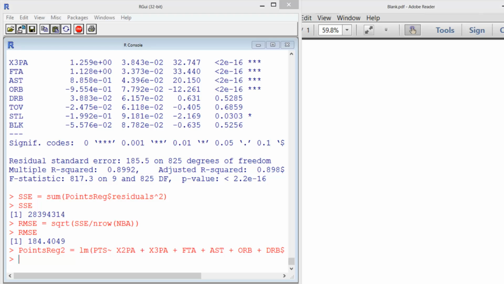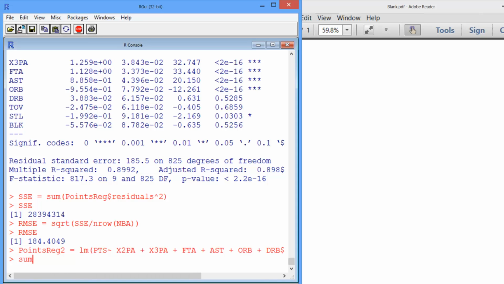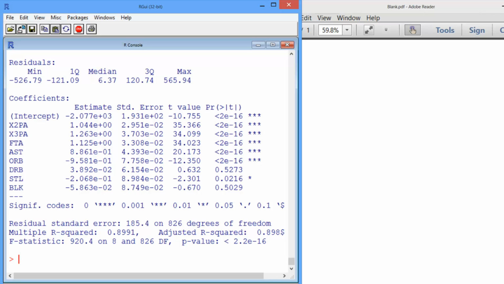So in our first regression model, points-reg, we had an r-squared of 0.8992. Let's take a look at the r-squared of points-reg 2. And we see that it's 0.8991. So almost exactly identical. It does go down, as we would expect, but very, very slightly. So it seems that we're justified in removing turnovers. Let's see if we can remove another one of the insignificant variables.